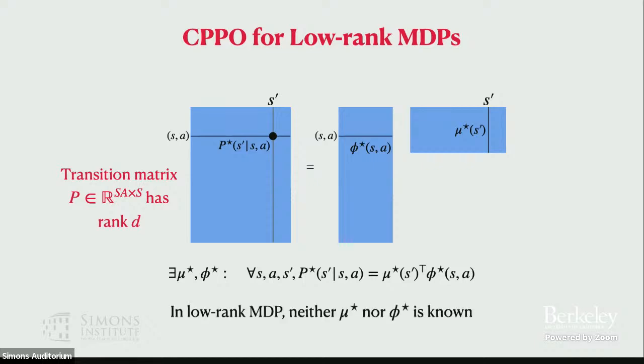So in low rank MDP, neither mu star nor phi star is known, right? So for those of you who heard about linear MDP, this is really different in the sense that phi star here is unknown, where linear MDP assumes low rankness and also phi star being known, right? Which will really allow you to use linear regression techniques to solve an RL problem. Here, you just can't really use a linear regression technique, right? Because you don't know phi star.